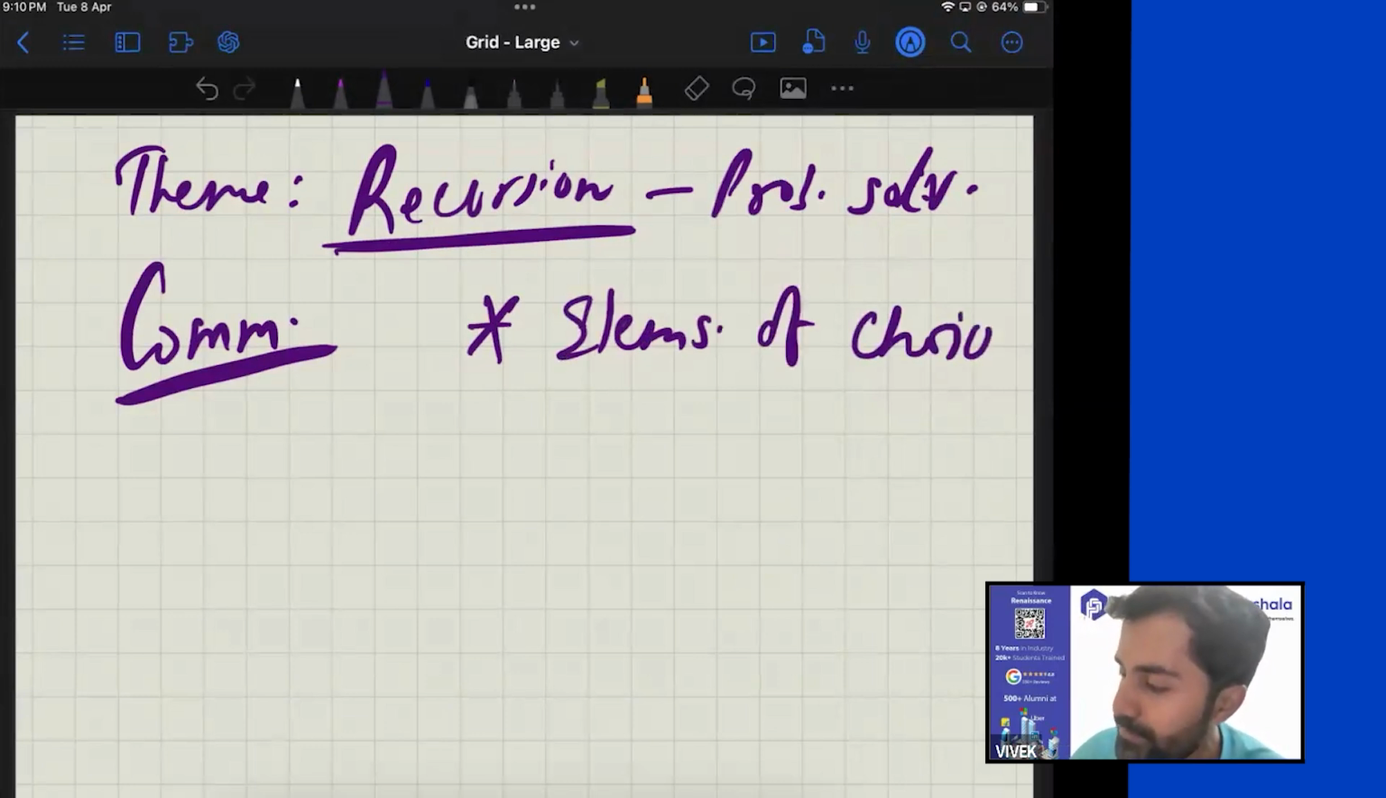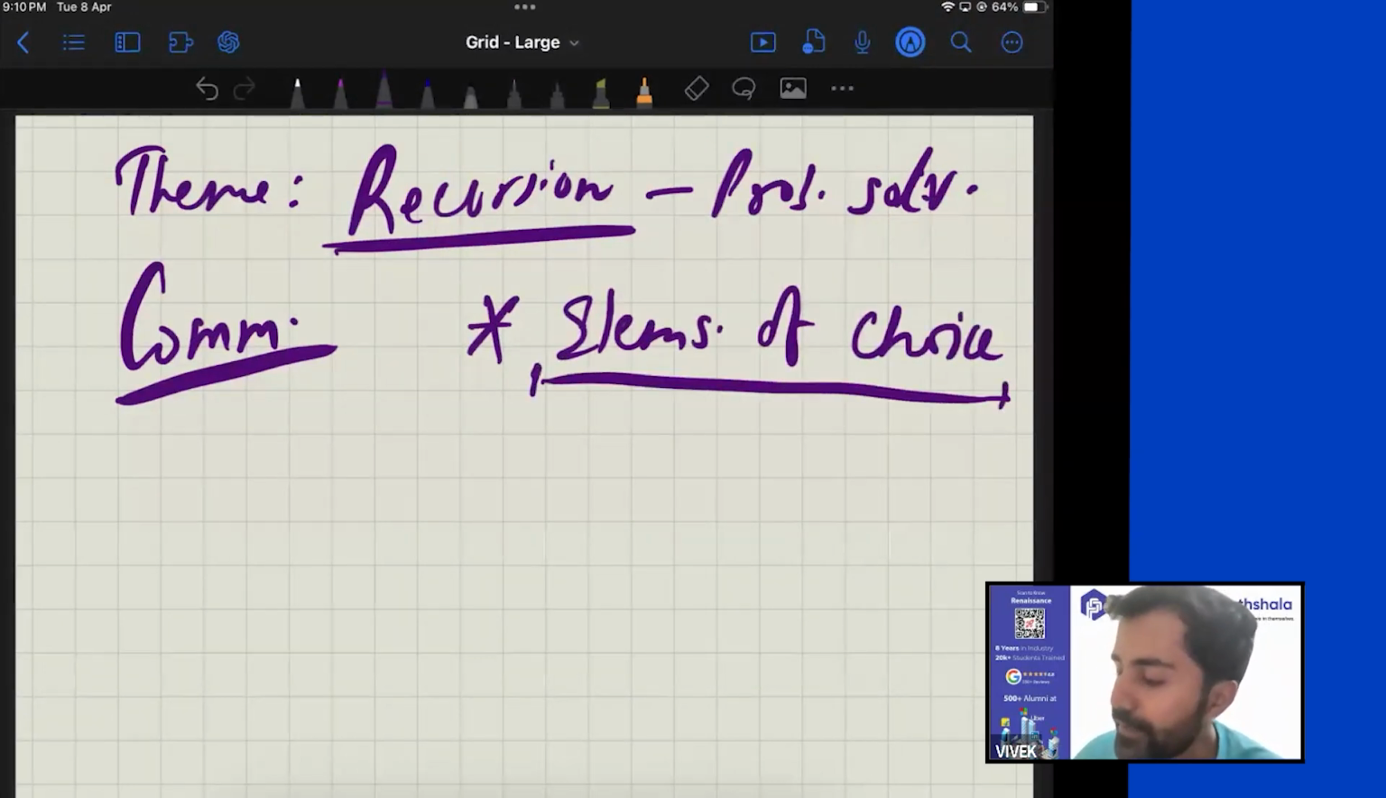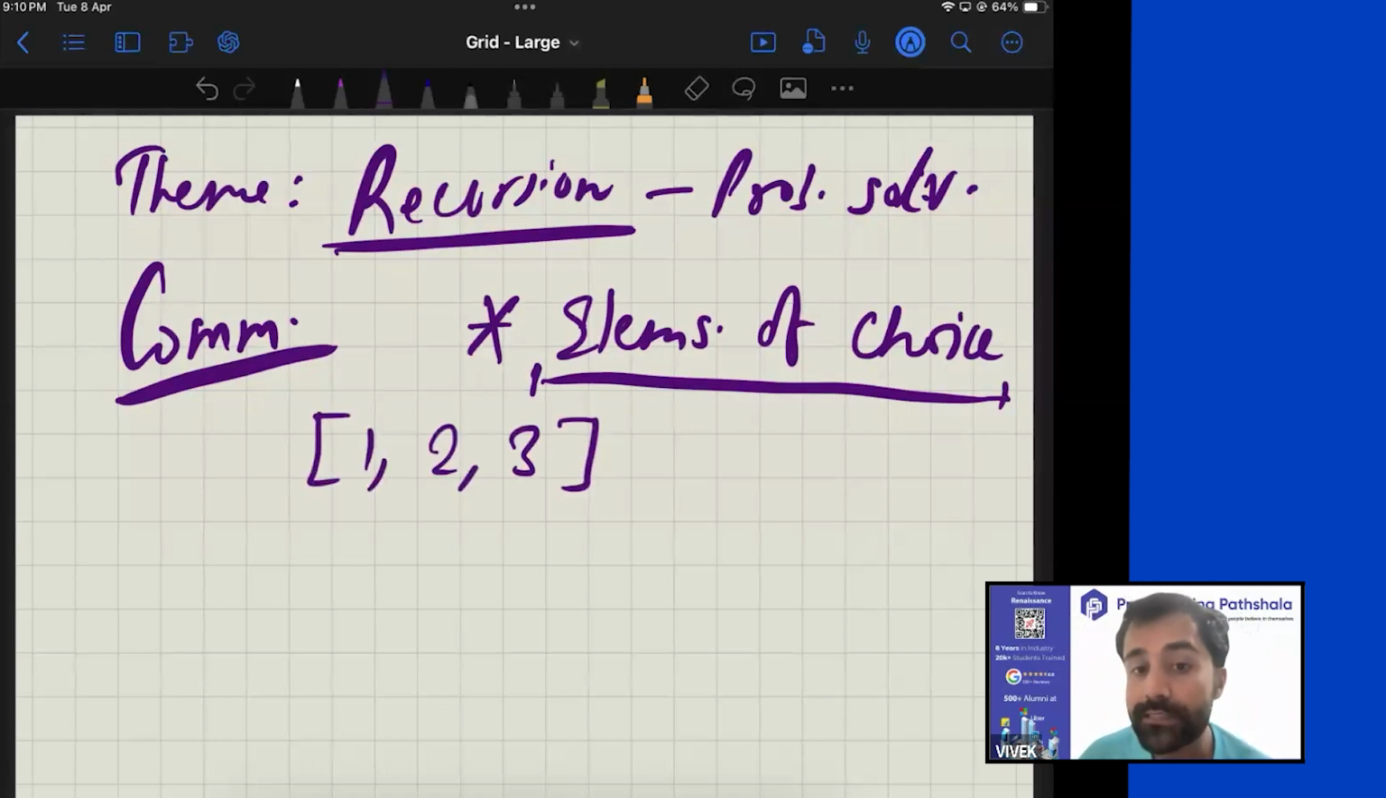What is the meaning of elements of choice? Whenever you have a question where in each state or at each instant, you can take multiple decisions, you can do multiple things, there you have elements of choice. For example, you are given a set and somebody has asked you to generate all the subsets of this set. Now we all know in order to generate subsets, for each element, we can take two actions. Either we take it or we do not take it, right?